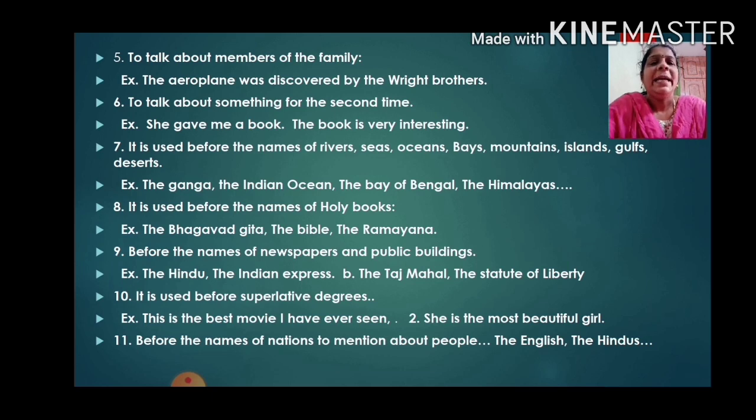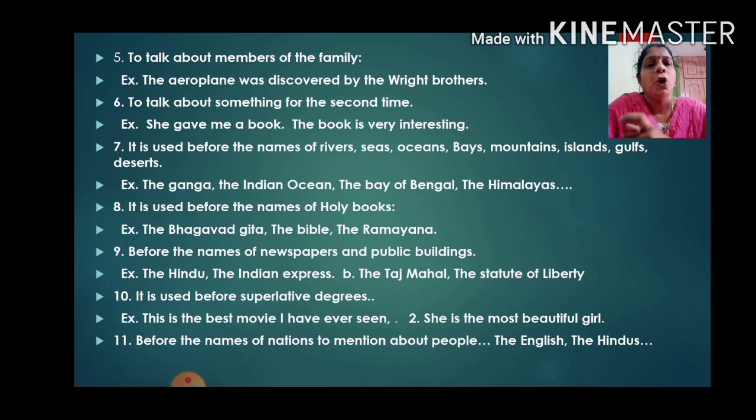Next one. It is used before superlative degrees. This should be understood clearly. We know that we have 3 degrees of comparison. Adjectives have 3 degrees of comparison, that is positive degree, comparative degree and superlative degree. When we use superlative degree, then we use the definite article the. Let's see the example here. This is the best movie I have ever seen.